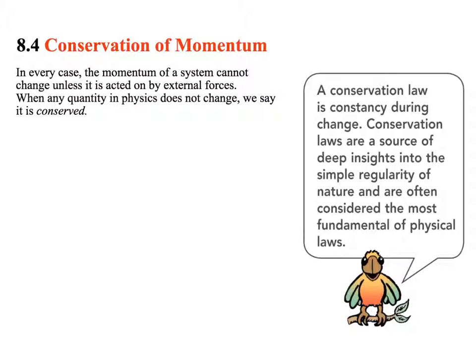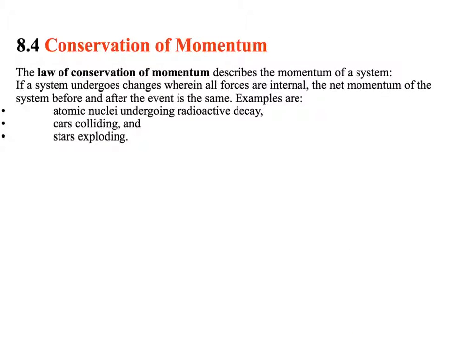In every case, the momentum of a system cannot change unless it is acted on by external forces. When any quantity in physics does not change, we say it is conserved. So conserved is a key word here for us, meaning unchanged. The law of conservation of momentum describes the momentum of a system. That's a whole system. If a system undergoes changes wherein all forces are internal, the net momentum of the system before and after is the same. Examples: atomic nuclei undergoing radioactive decay, cars colliding, and stars exploding. All of these are internal.